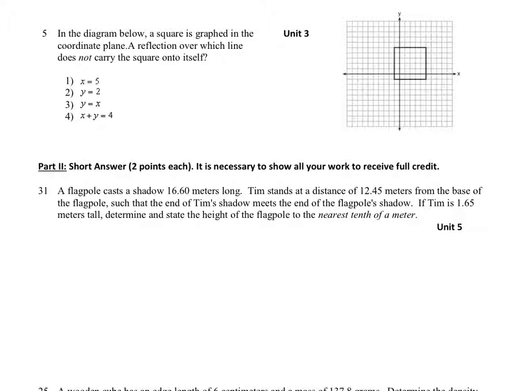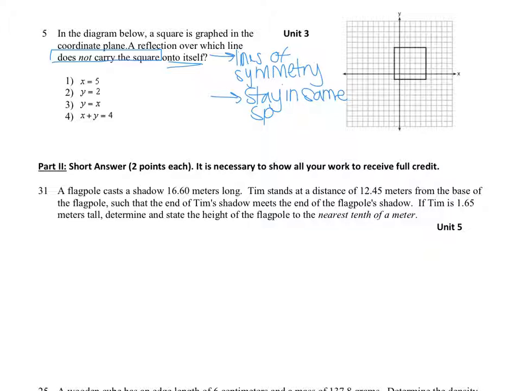Okay, so number 5 here says, in the diagram below, a square is graphed in the coordinate plane. A reflection over which line does not carry the square onto itself? This means that we need to find lines of symmetry, because we want it to stay in the same spot after a reflection. So in this first one it says x equals 5. So I go over to 5 on the x-axis and I draw my line straight up and down.